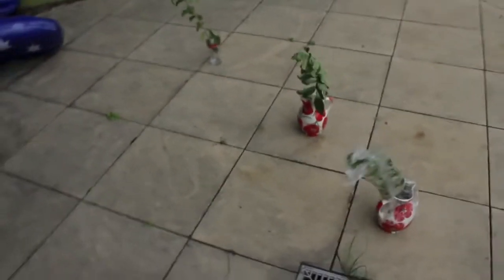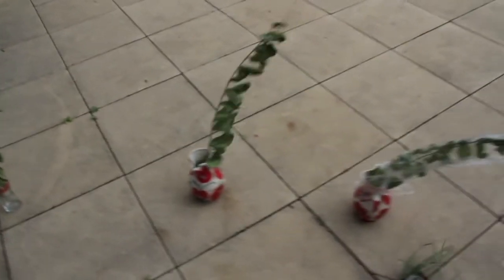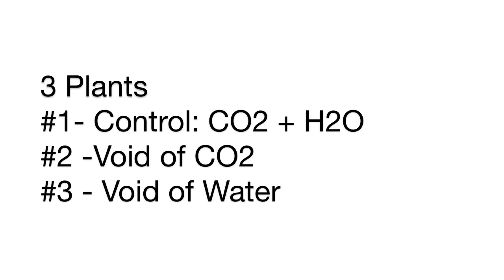The aim of this experiment is to test whether carbon dioxide and water are vital for photosynthesis, which is hypothesized that they are both essential. 3 of the same plant, crepe myrtle, were used in this experiment.